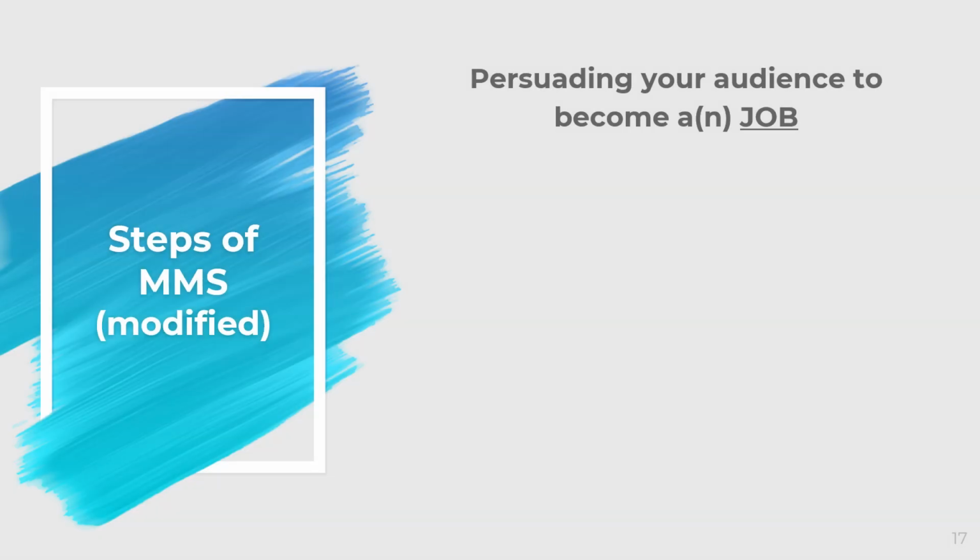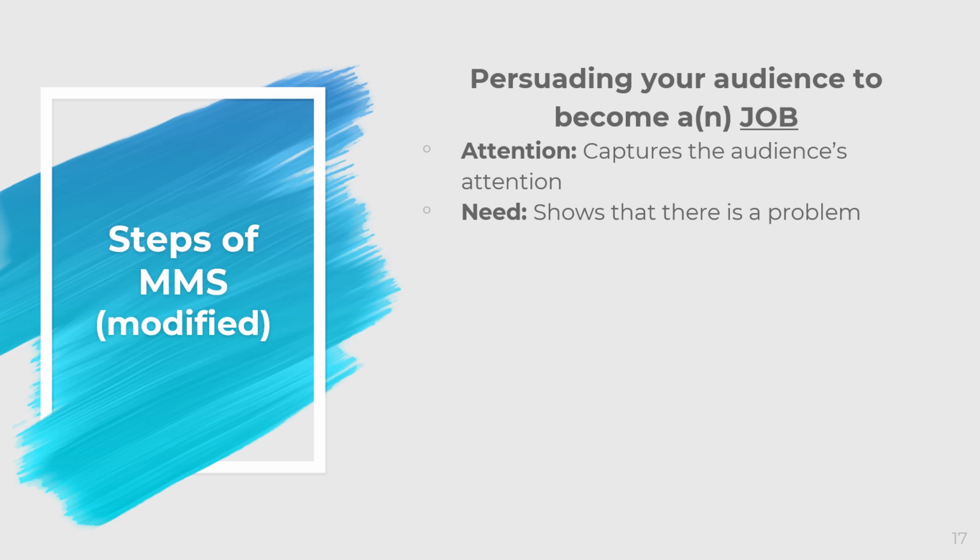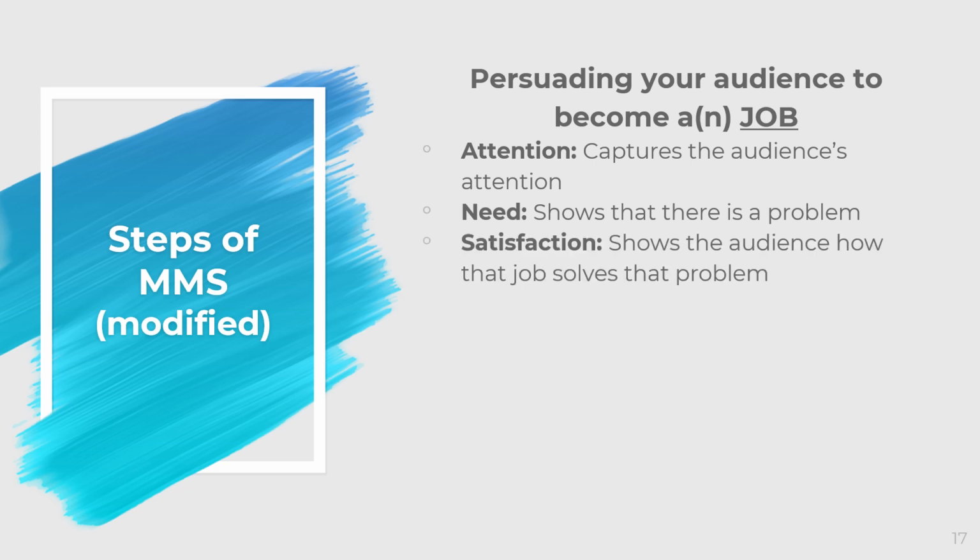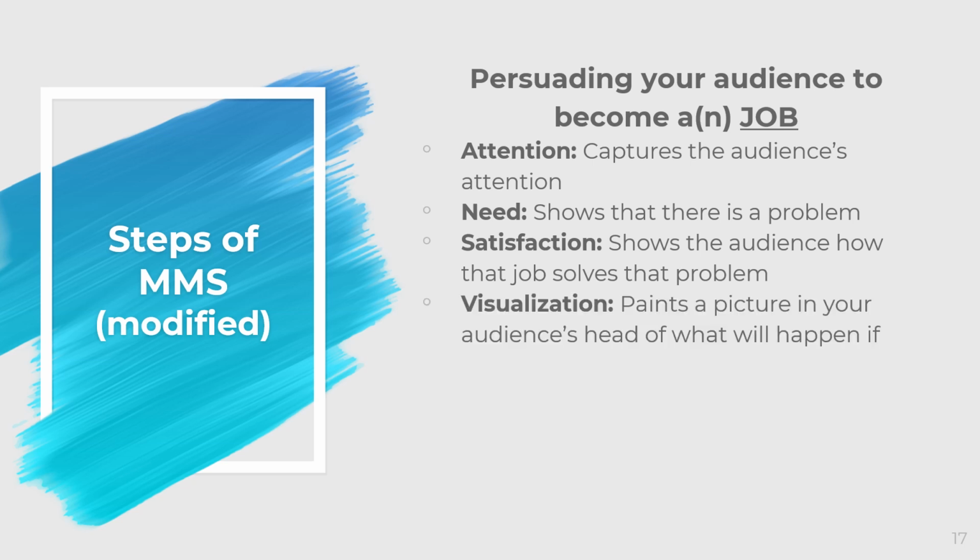Okay, we're now going to review the steps of the MMS, but we're going to modify it for the topic jobs. So persuading your audience to become a job. Attention stays the same. This still captures the audience's attention. Need still shows that there is a problem, but satisfaction shows the audience how that job, which is your topic, solves that problem. The visualization, you can do one of two things.